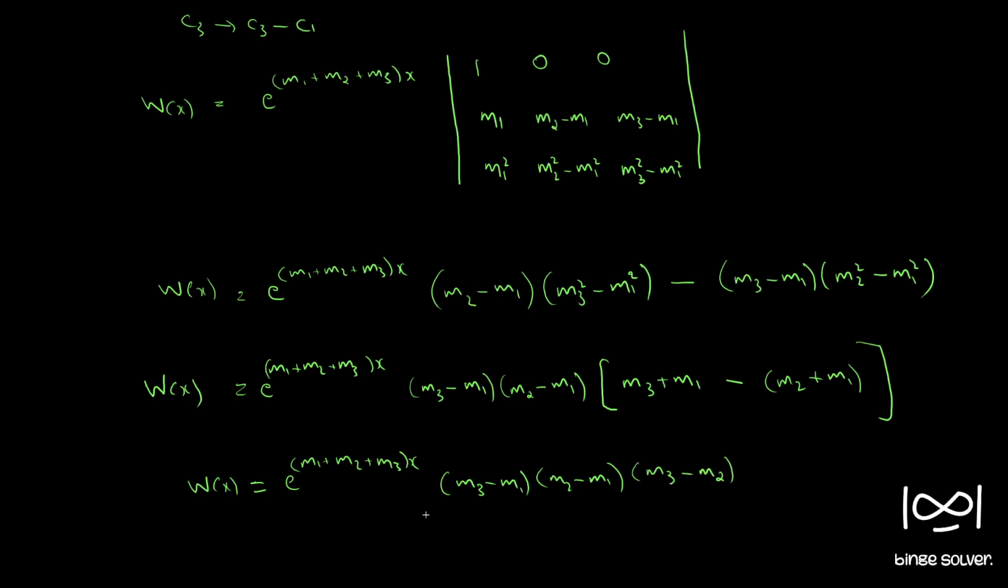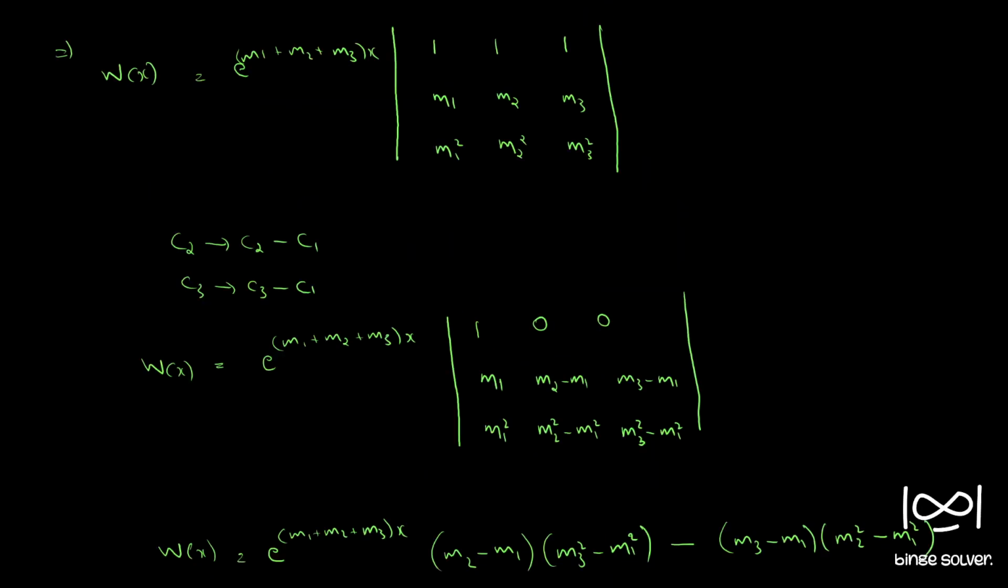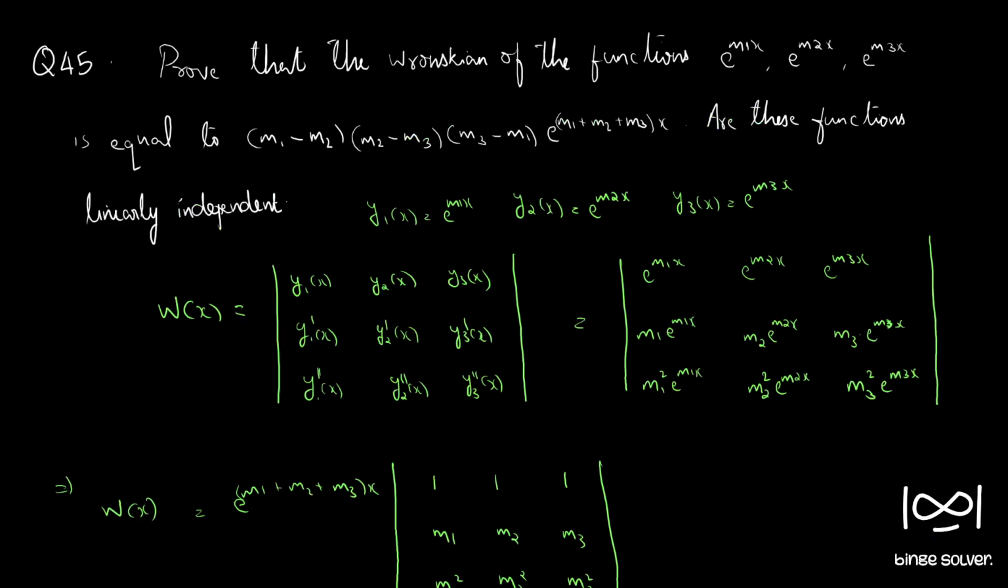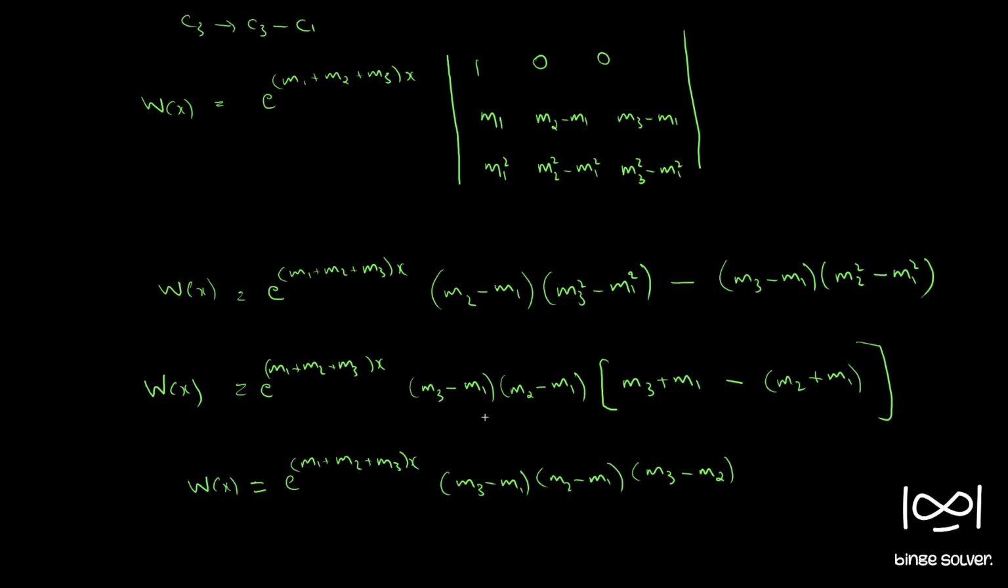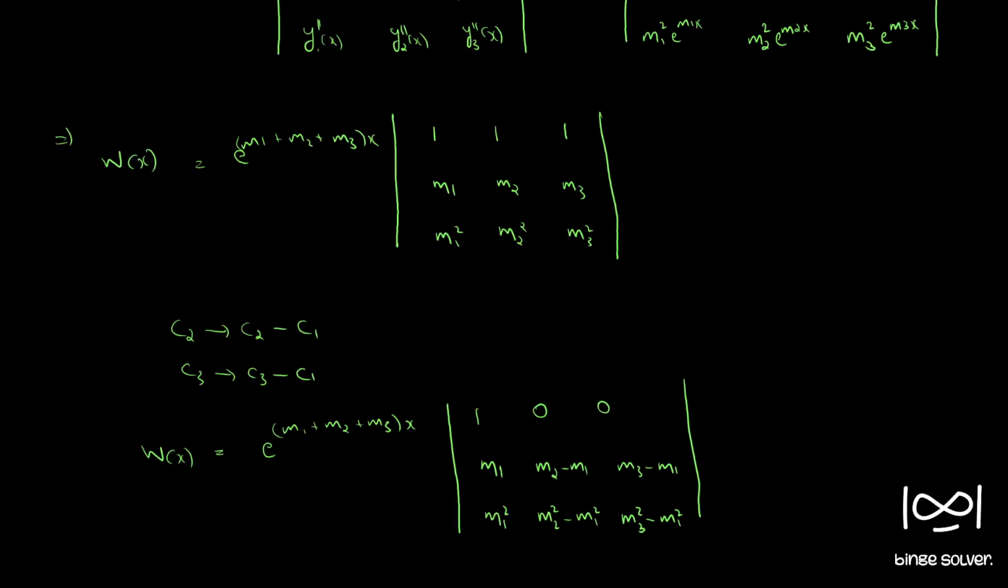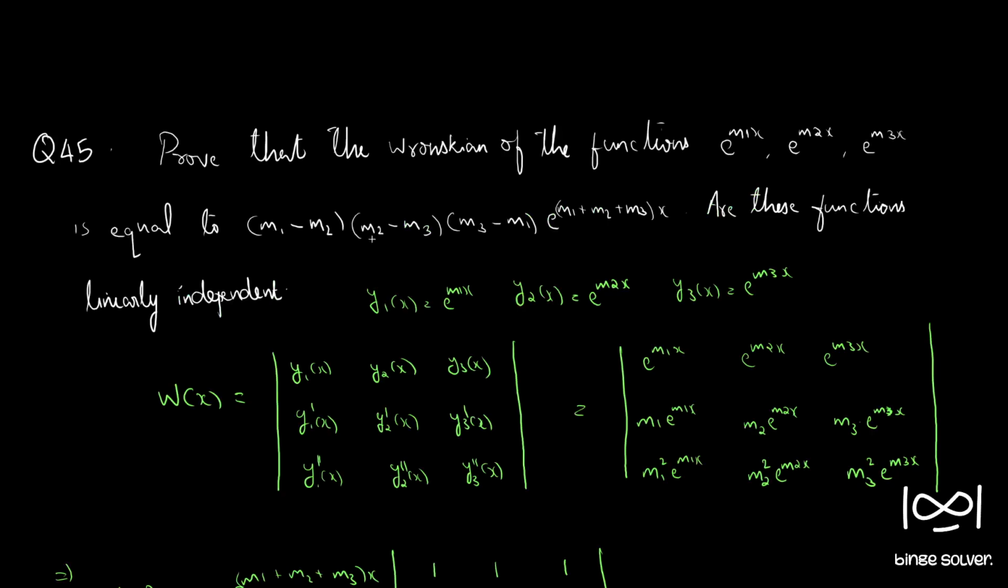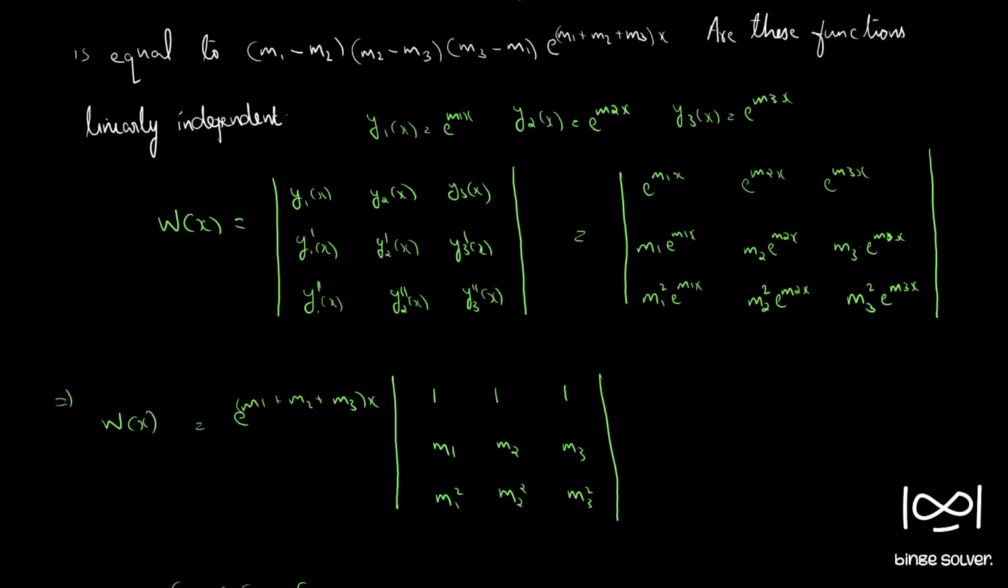So we got the required solution: m1 minus m2, m2 minus m3, m3 minus m1. It's just rearranging the terms. So we got the Wronskian, and the question is, are these functions linearly independent?